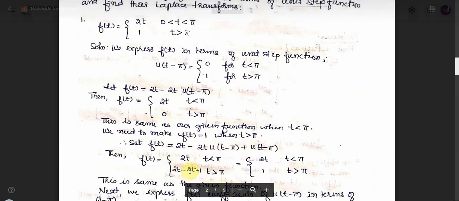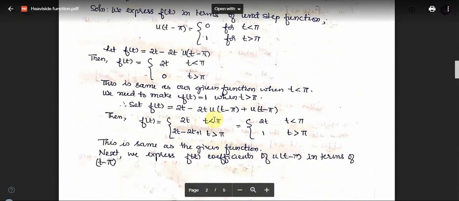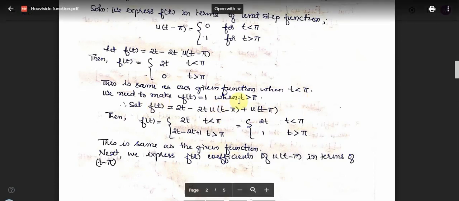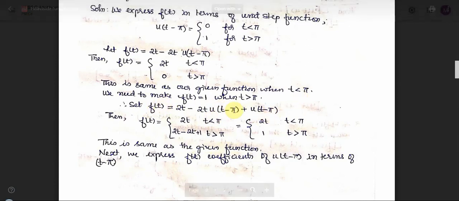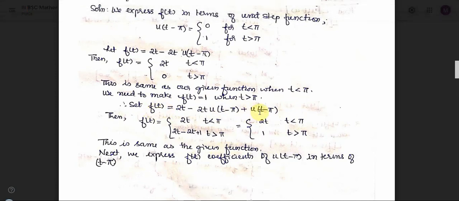Therefore, this is going to get cancelled and this is going to be 1. Therefore, this function and the given function are the same. So now this function is expressed in terms of u of t minus pi. The given function f of t is expressed in terms of the unit step function. Now I have to take the Laplace transform after expressing it in terms of the unit step function.